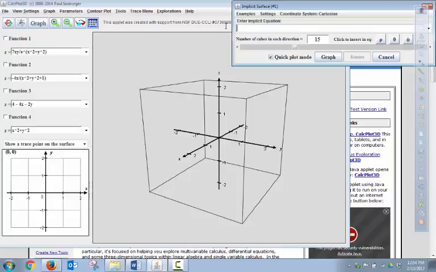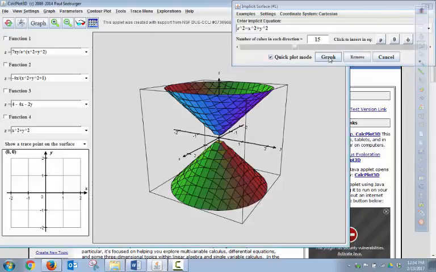So we can type in, I think it was x squared plus y squared minus z squared is equal to 0. But I'm going to write it this time a little bit differently. I'll say z squared is equal to x squared plus y squared. And you have to use the caret for the exponent. And then you can graph this to get some idea of how this thing might look.